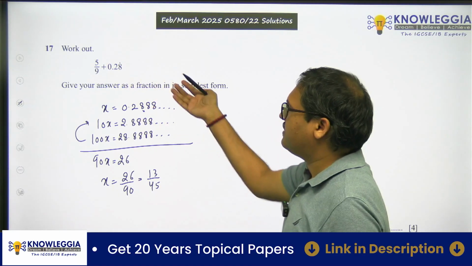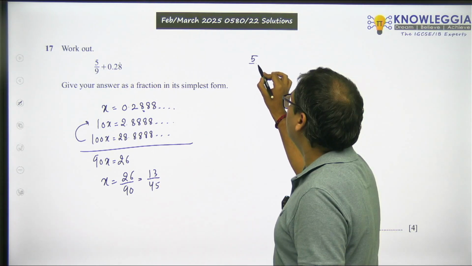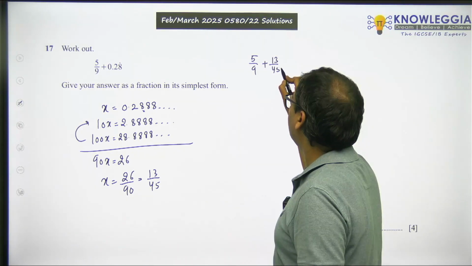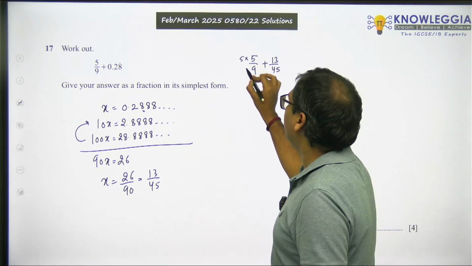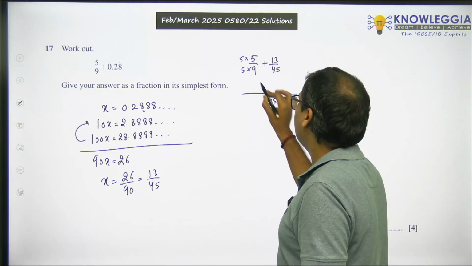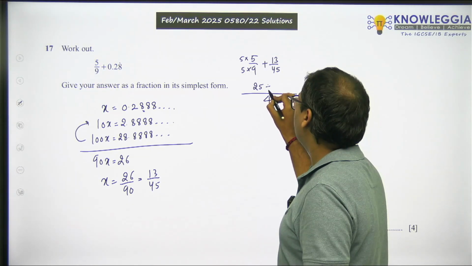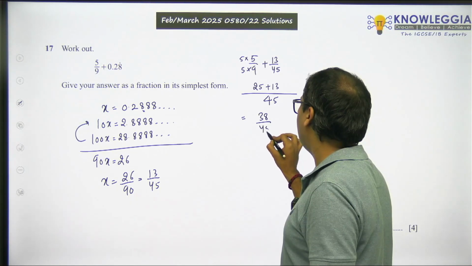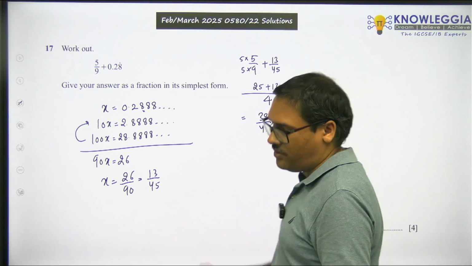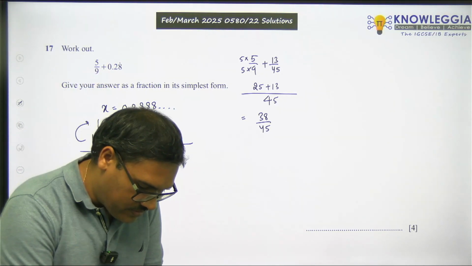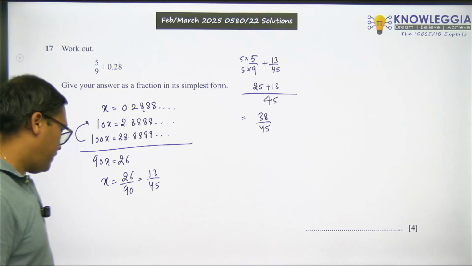So we have to find this sum, which is 5 by 9 plus 13 upon 45. You can make the like fraction. Just multiply 5 and 5. So this will become 45. This is 25 plus 13. So what is the answer? 38 upon 45 is the answer. So let's check the answer. This is 38 upon 45. Okay.